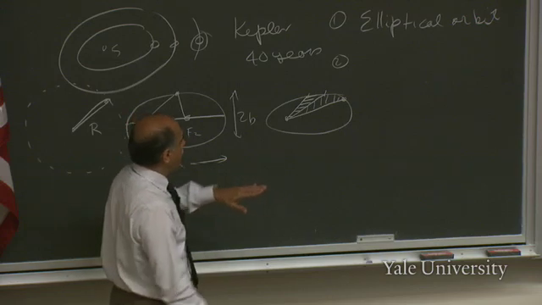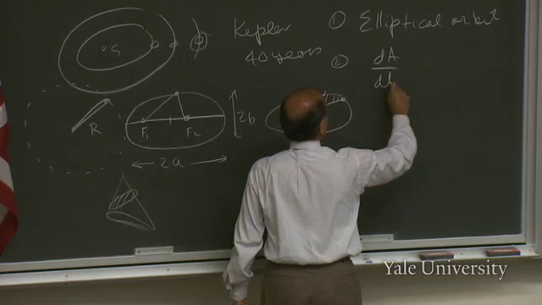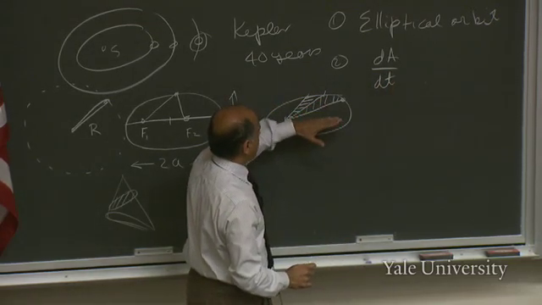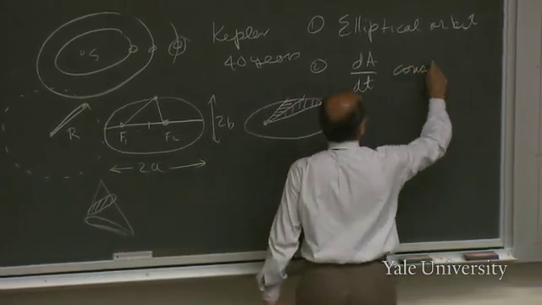And Kepler said the rate at which the area is swept out, let's use dA/dt as shorthand for how much area is covered in a certain time, so you take the area swept out, divide by delta t, is a constant.